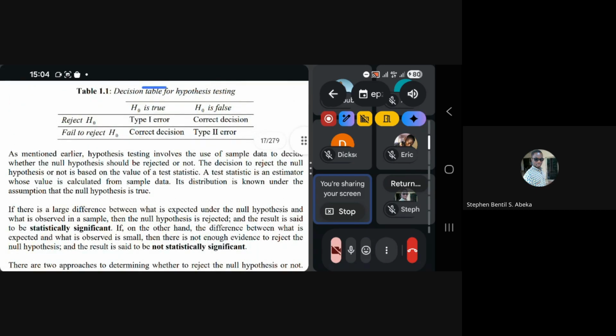So these scenarios have been placed in a table form for us. Later on, please, you can go through it. Question time, please.